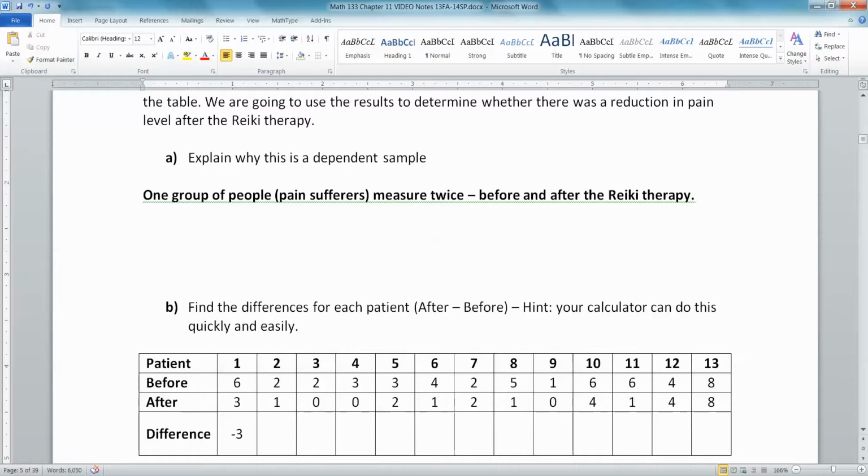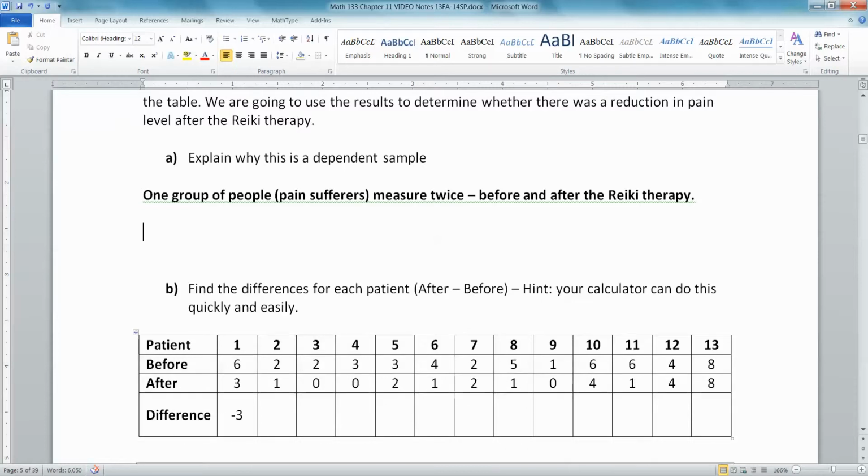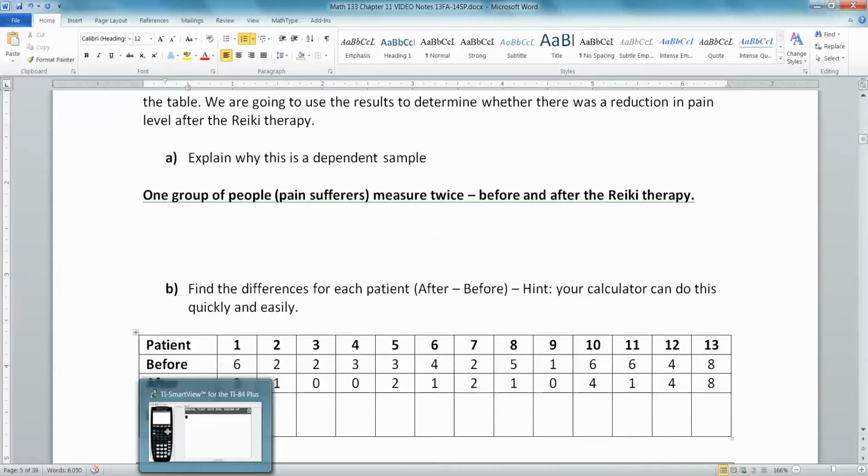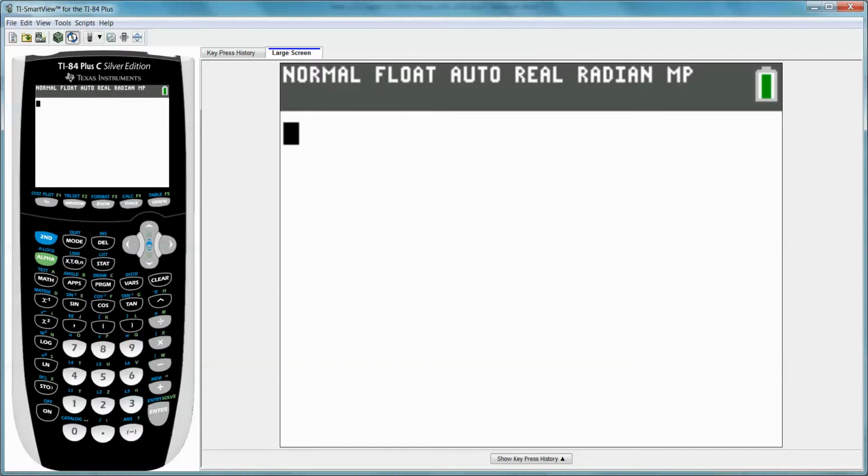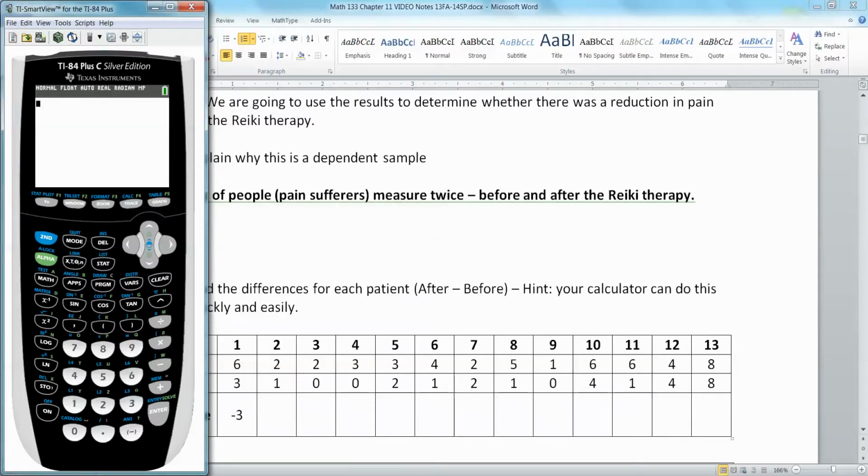All right, so we're going to find the difference in the pain levels before and after. And now you can use your calculator. I'm going to show a calculator, Excel, all sorts of things, but you can use your calculator to totally do this very simply for yourself. So let me see if I can bring up a calculator. And actually, I'm going to make it a little bit smaller just so we can see here. All right, so stat, edit.